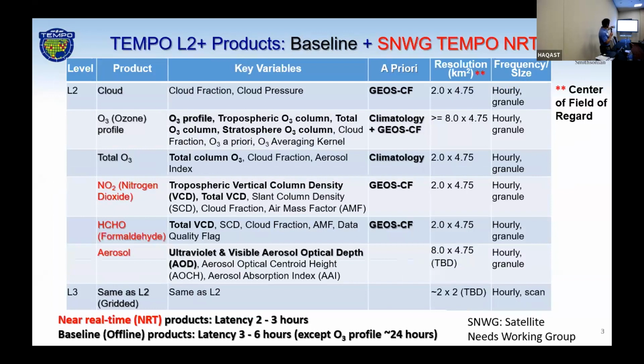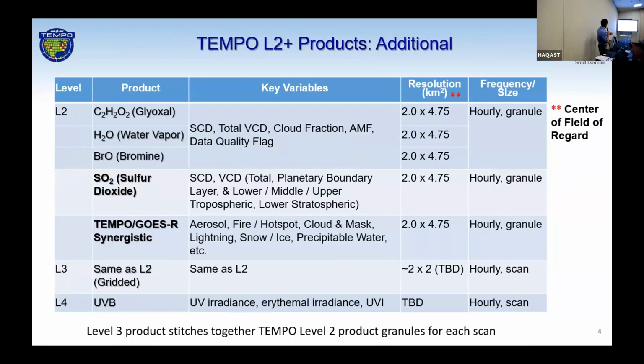Again, all daytime hourly, and we even have sub-hourly information for Tempo. We have additional products as well. Here they are. I won't go too much into those. You can read through them. Sulfur dioxide is one of those. We have a Tempo GOES-R synergistic product on the plate too, with an enhanced aerosol product, and those same level 3 versions of those products on that table as well.